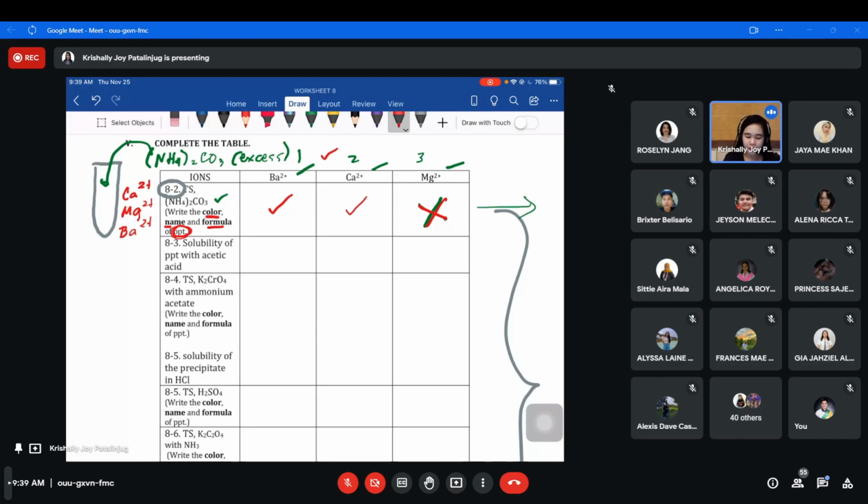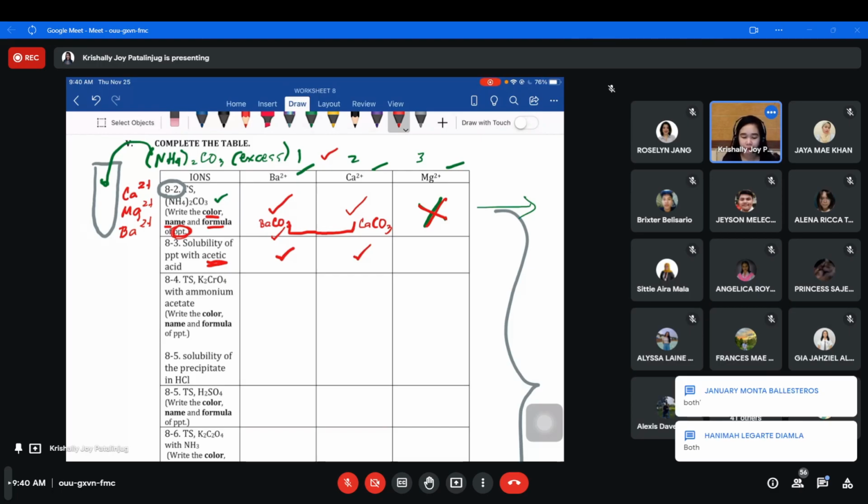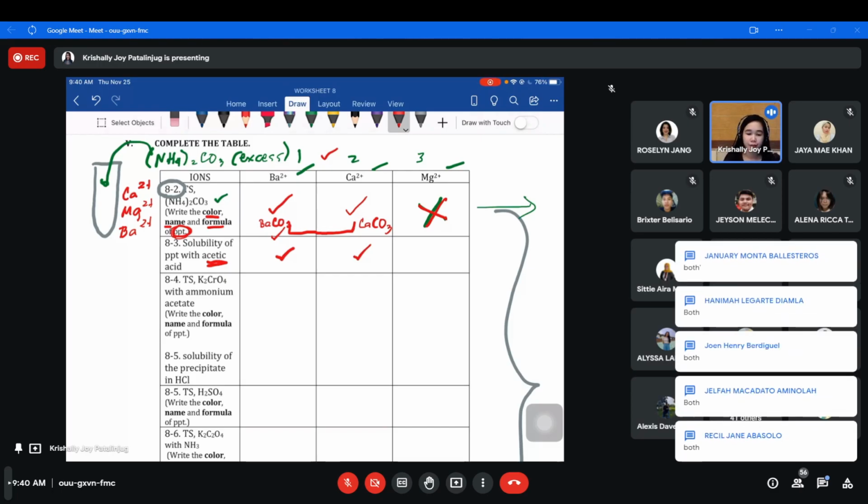after producing the precipitate, so meron kang precipitate ng barium carbonate, calcium carbonate, gidissolve nato sila. Gidissolve nato siya with acetic acid. Saan dito yung soluble? Is it the barium carbonate ang soluble with acetic acid or calcium carbonate? Or both? Barium, calcium, or both? Okay, very good. Both. So, dapat lagyan mo ng sagot dyan. No? Sagot sa both column.